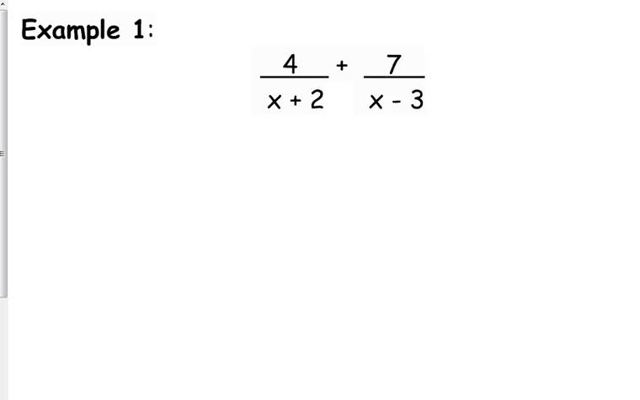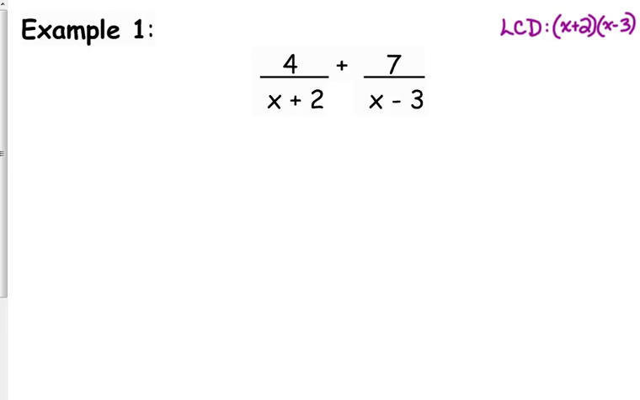Yes, they both have an x, but think about it like we did with multiplying and dividing. This x is attached to the plus 2. This x is attached to the minus 3, so they're the same number is what they're representing, but x plus 2 has a different value than x minus 3 does. So, if you want to write the LCD out to the side, you can. You don't have to. But in this case, it is x plus 2 times x minus 3. Okay, that is going to be our least common denominator.